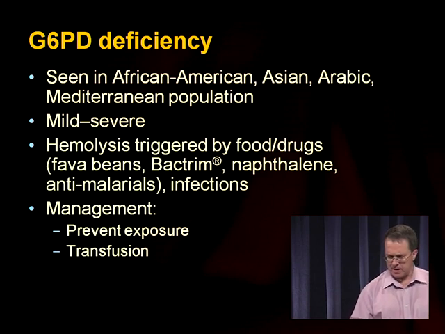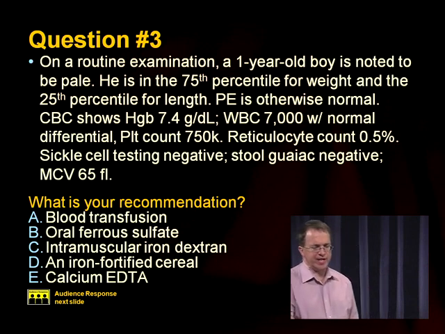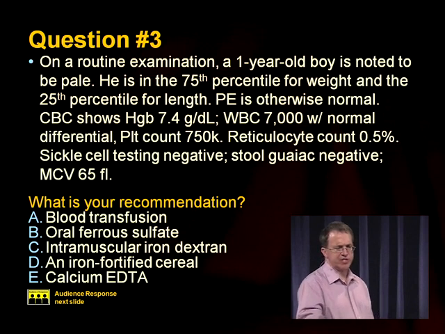Okay. All right. Question number 3. On routine examination, a 1-year-old boy is noted to be pale. He is in the 75th percentile for weight and the 25th percentile for length. His physical exam is otherwise normal. His CBC shows a hemoglobin of 7.4, a white count of 7, a platelet count of 750,000, a reticulocyte count of 0.5%. Sickle cell testing is negative. Stool guaiac is negative, and his MCV is 65.